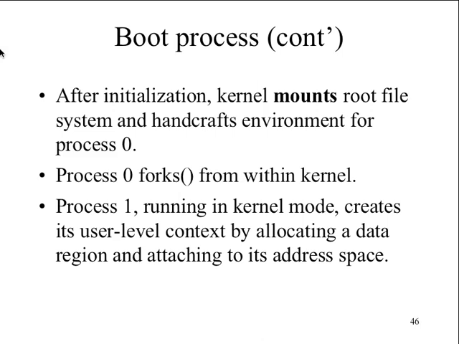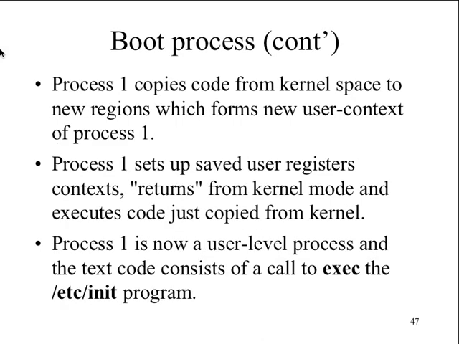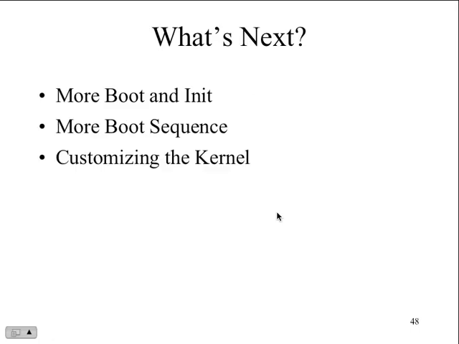So when process 1 starts, it creates the user level context for allocating data and reserving memory. Process 1 copies code from the kernel space to the new regions, and then we have the new context for process 1. Process 1 also saves any user registers. Context returns back to kernel mode, and it may also run any types of startup scripts that might be in the exec or the init. So some systems have an /etc/init program that runs. Some of them have an rc program that runs. Some of them call it different things. But what it is, essentially, is user-level runtime scripts that run at boot.